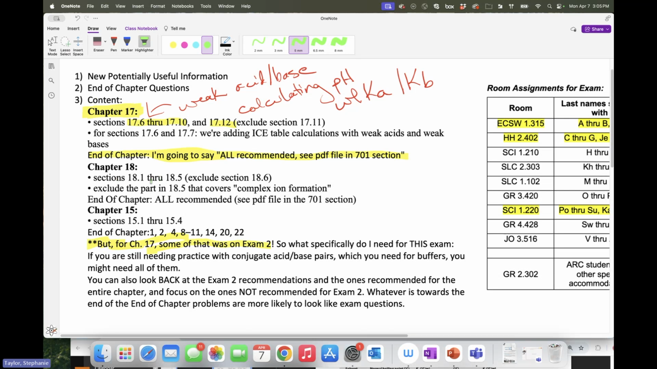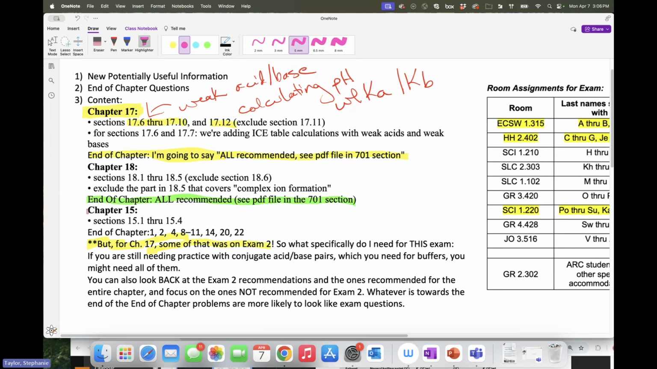Chapter 18, there are some things that we exclude specifically. For the end of chapter questions, though, I'm just recommending all the recommended ones that are in that PDF file, because we did cover all of 18 that we're going to cover for this course. We did.